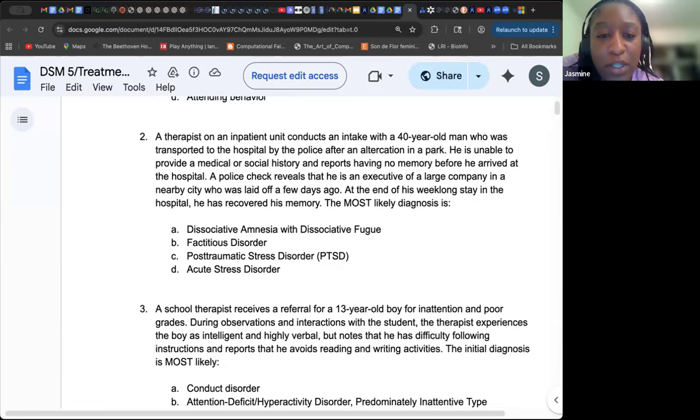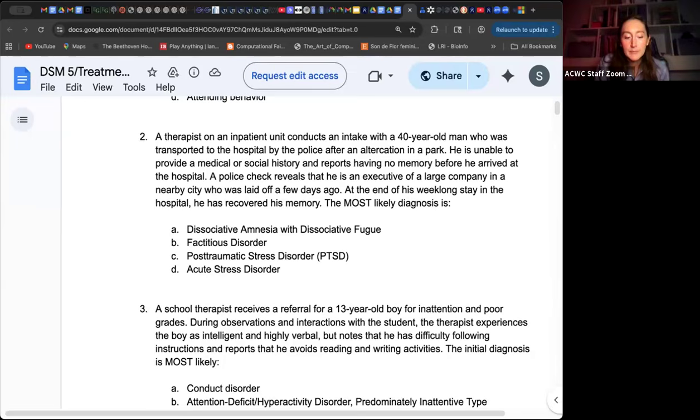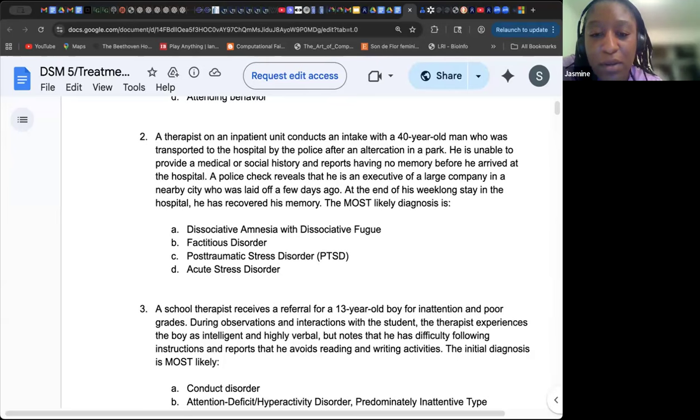So there's a patient on an inpatient unit coming in for an intake with a therapist, who came by police after some altercation. He cannot provide medical or social history, and he has no memory before he arrived. He's an executive who was just laid off. And then at the end of the hospital stay, he has recovered his memory. All right, so A, dissociative amnesia with dissociative fugue.